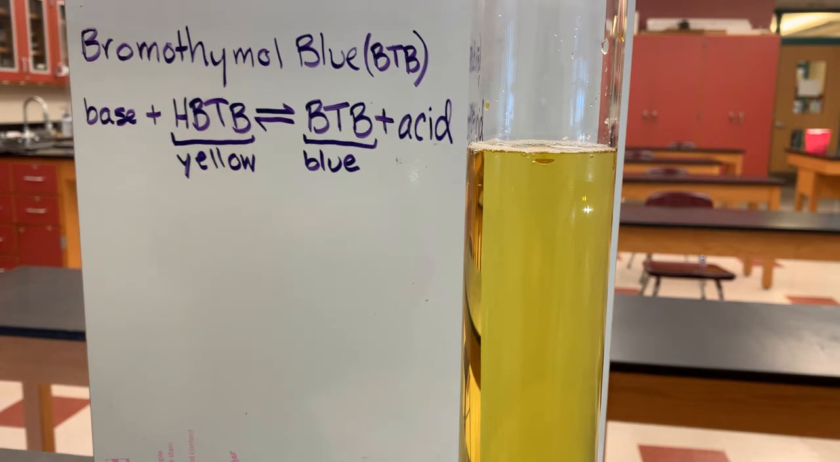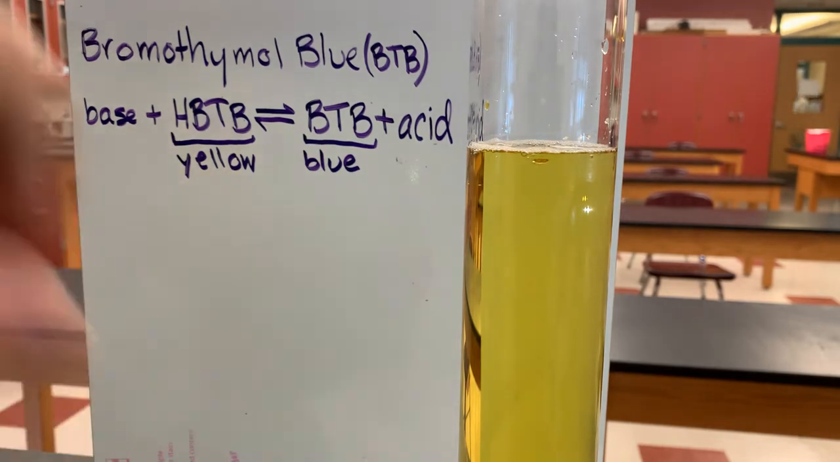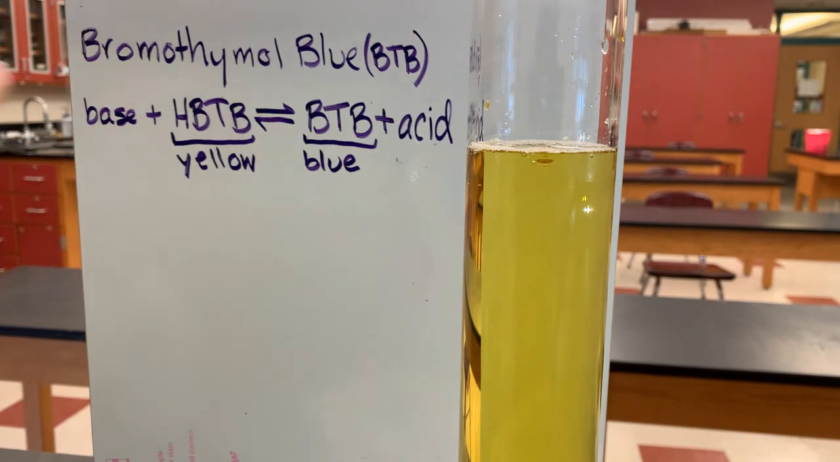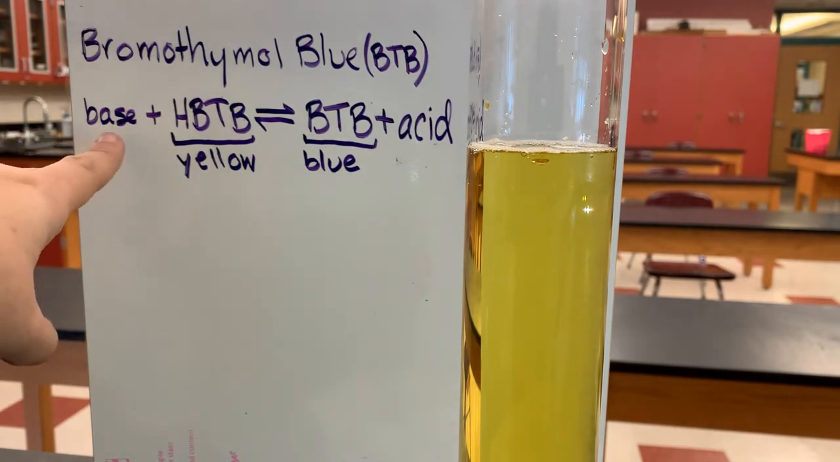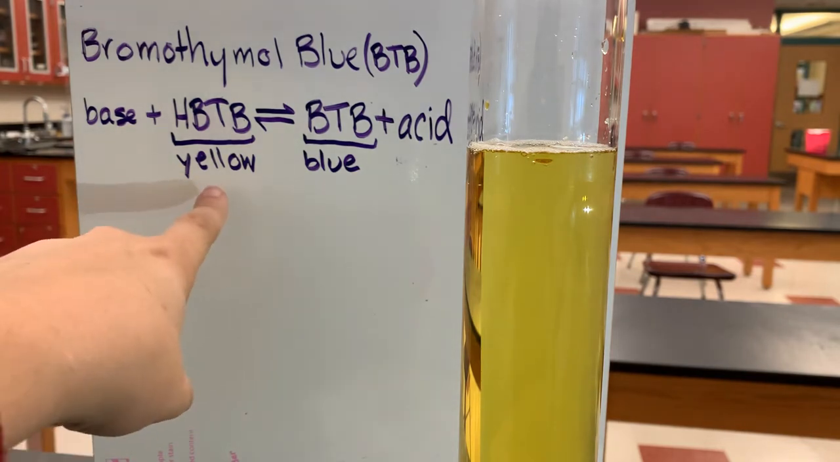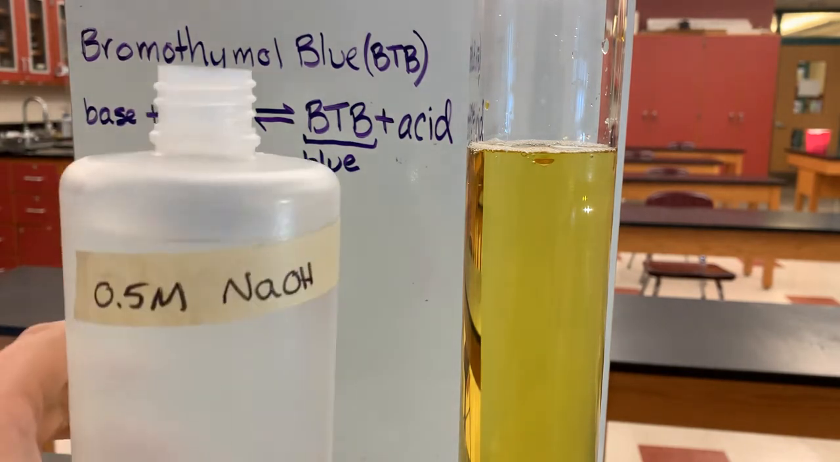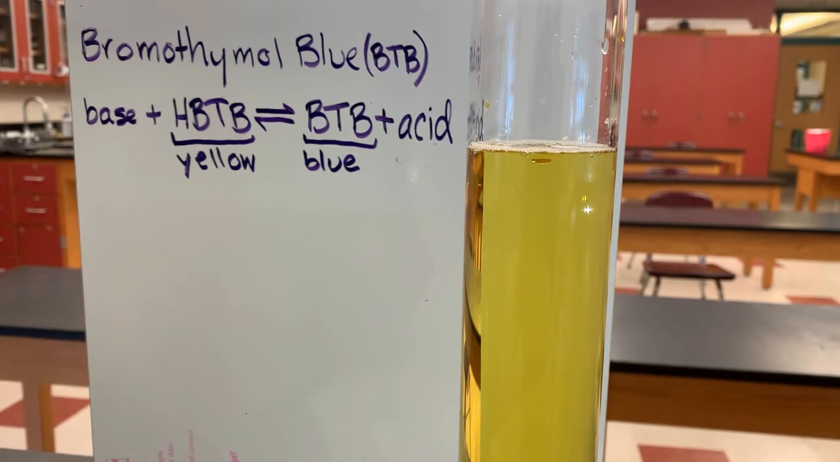So right now, we have mostly the yellow form since our solution appears yellow in color. So if I add some base into this, I'm going to expect to see my system react by shifting to the right. And in this case, that means that we're consuming yellow stuff and producing blue stuff. So if I add some sodium hydroxide, which is a base, we will see that happen.